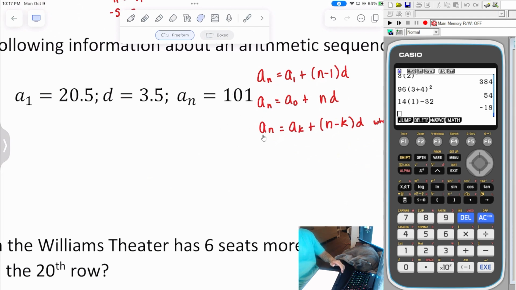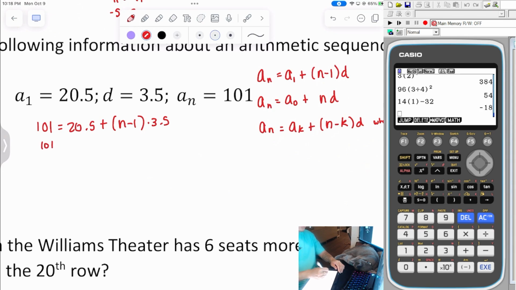Okay, with that being said, since I know what a sub 1 is, I think it's a good equation to plug into the first one, right? The first one looks pretty ideal. So let's see here. a sub n is equal to 101, which is equal to 20.5 plus n minus 1 times d, which is 3.5. And then I'm just going to simplify this and solve for n.